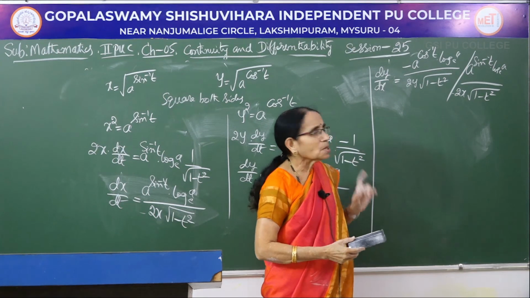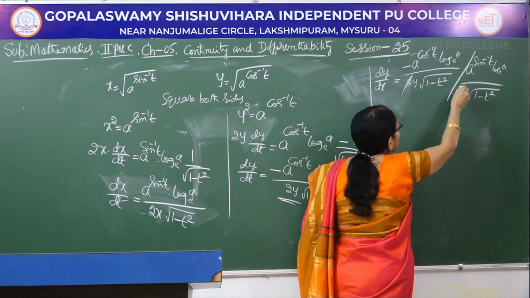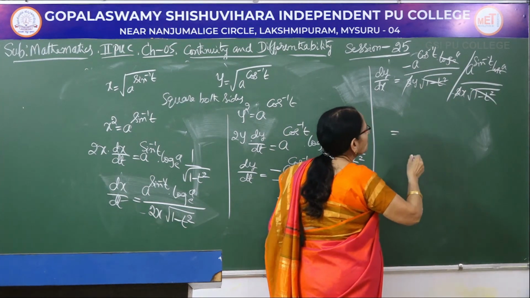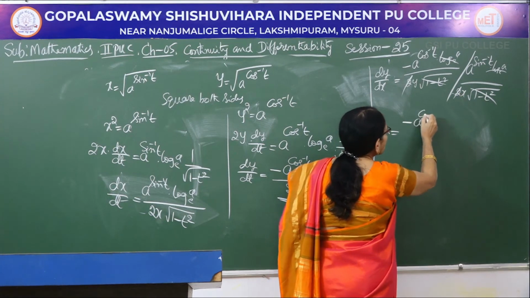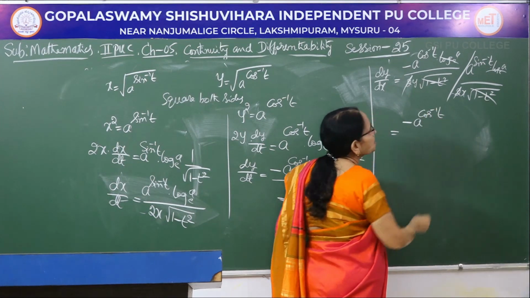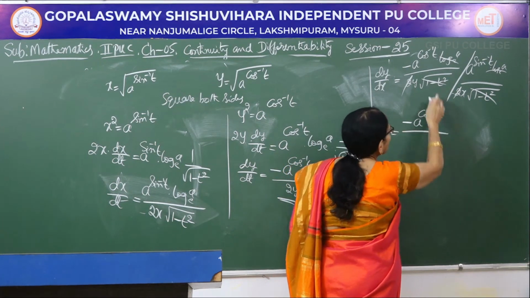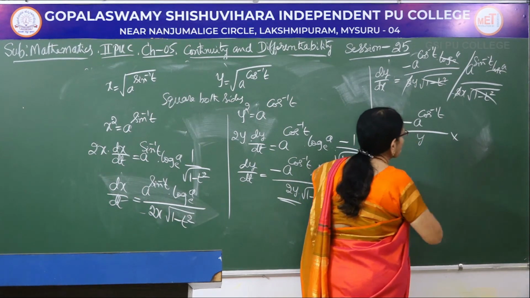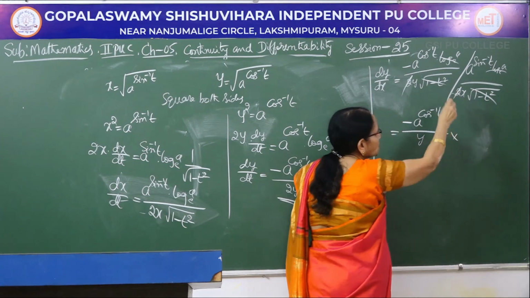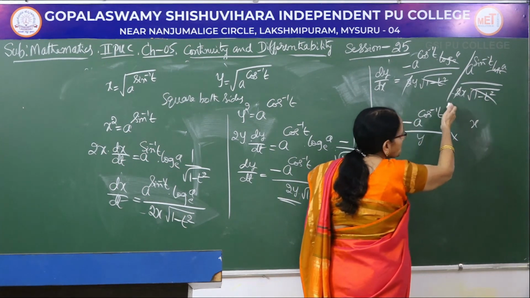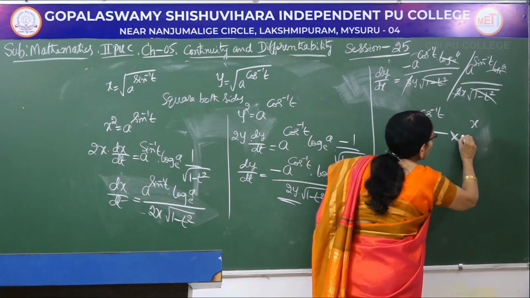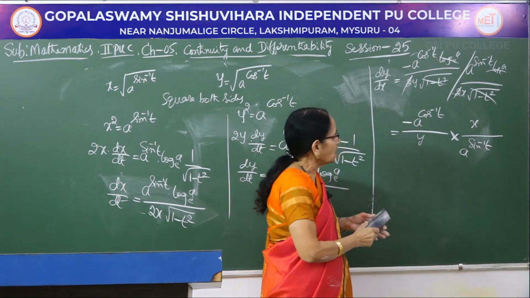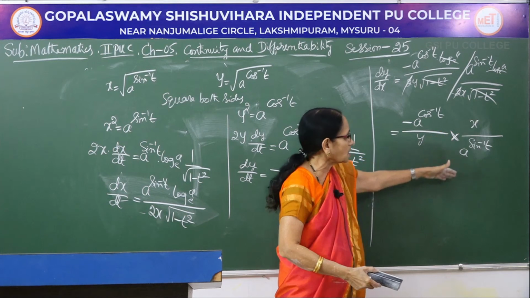Now, look here, some terms you can cancel. One is 2, log a and log a, these two terms are cancelled. Let us see what is remaining now: minus a to the power cos inverse of t, divided by y, into x, this x being the denominator of the denominator. So, instead of division, I have written into x in the numerator divided by a to the power sin inverse of t. Or if you write the division sign, you can keep it like this.